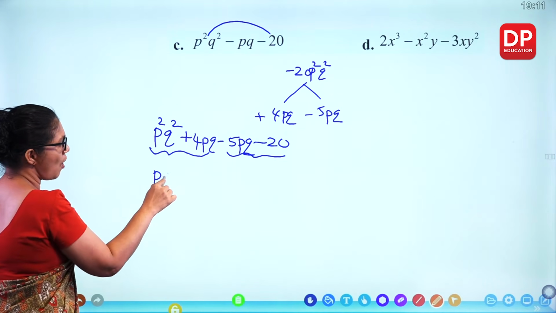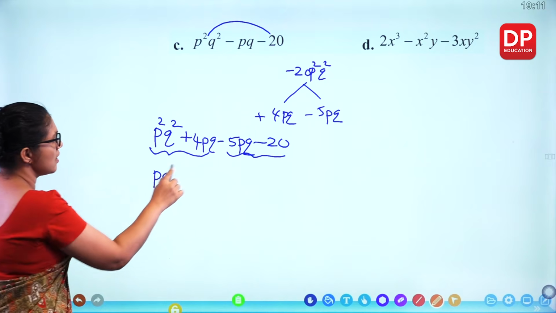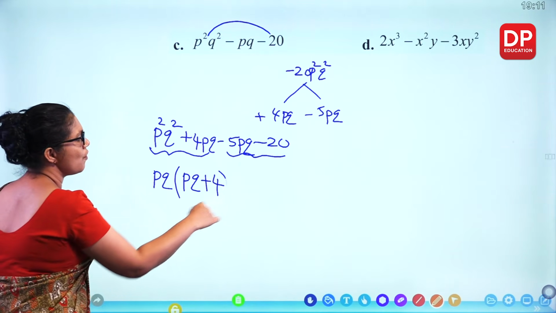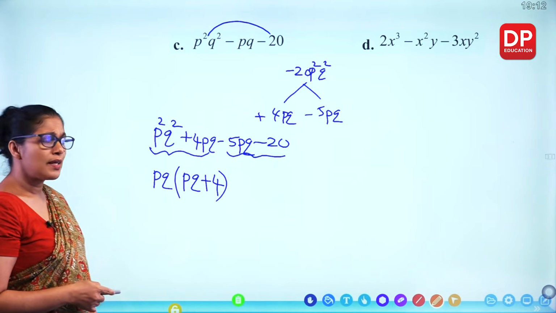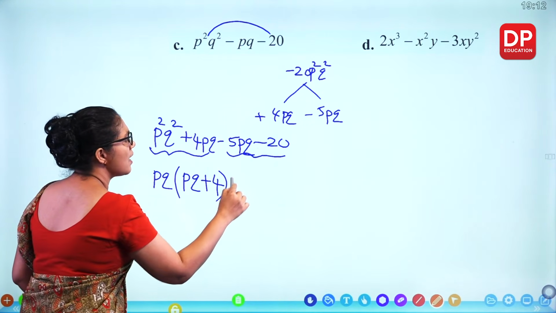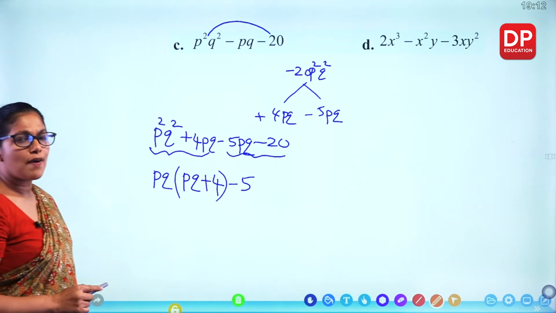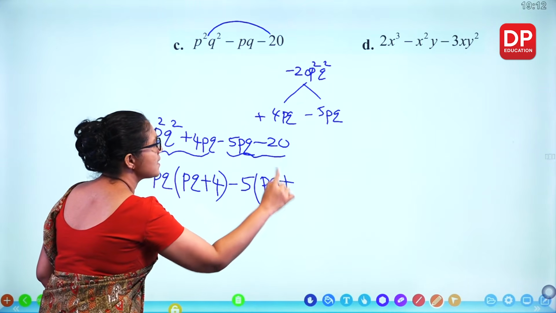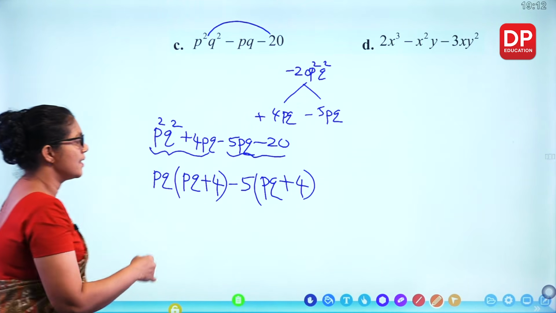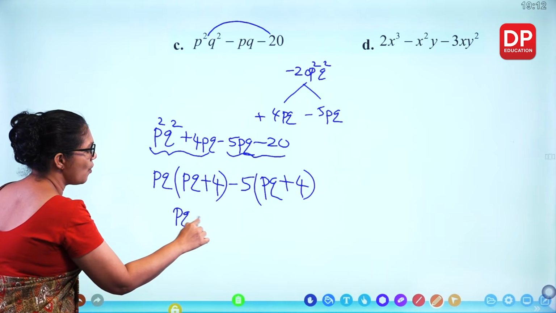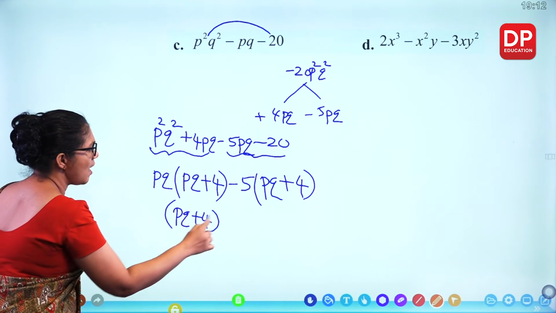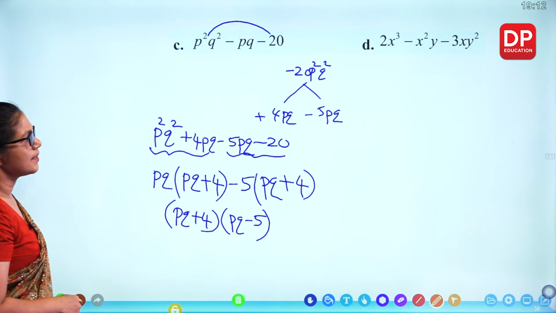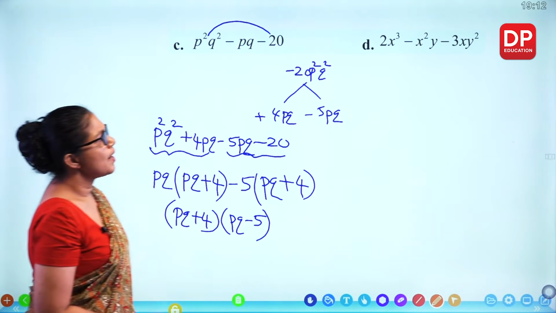Here pq is common. Take it out. What's remaining? pq plus 4. Here what's the common term? I can see minus 5 is common. Take it out. pq plus 4 again. So pq plus 4 is common. Take it out, and pq minus 5 remaining. Now we'll look at the next one.